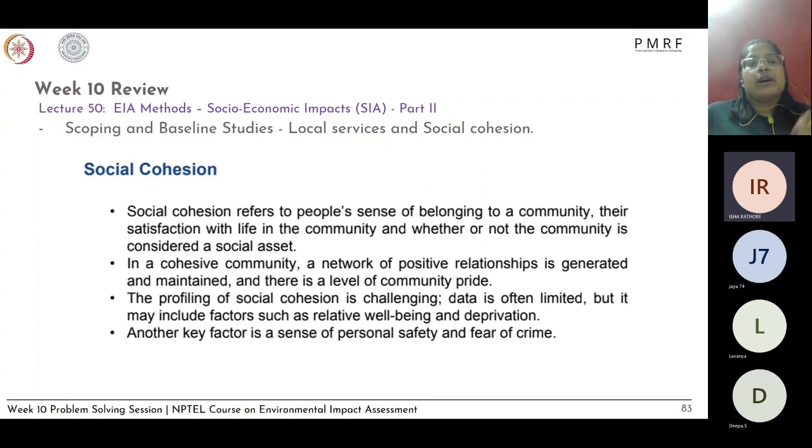Also, when a new development project or new construction activity starts happening in an area, the general happiness of the people, or the general association of people with the construction activity, is usually negative. So maintaining social cohesion positively with the community is important and needs to be included in the social impact assessment.